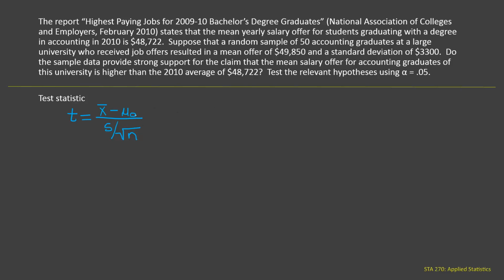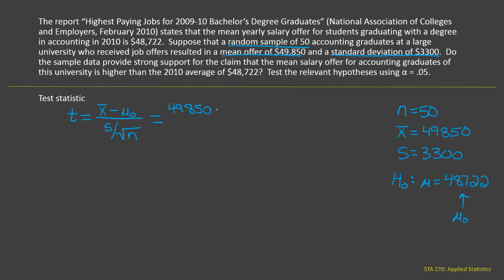Let's come off to the side here and label what all of these things are. We have a random sample of 50, so that tells me that my sample size n is equal to 50. We have a mean offer associated with that sample. That's x bar is equal to $49,850. We also have a sample standard deviation based on that sample. That's s is equal to 3,300. And then finally we need our hypothesized value. So let's recall what our null hypothesis was, and that was that the mean salary is equal to $48,722. This value right here is the hypothesized value, mu naught. So let's go ahead and put all this stuff in here.